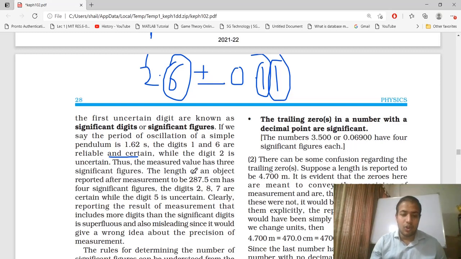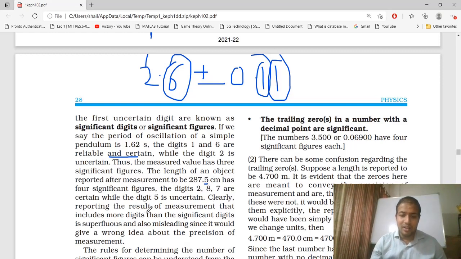The length of an object reported after measurement to be 287.5 centimeters has four significant figures. The digits 2, 8, 7 are the certain digits, and the 5 is uncertain. The last digit will be the uncertain one. Whatever error is involved, the experiment will be such that the error will only be involved in this digit, not in the 287.